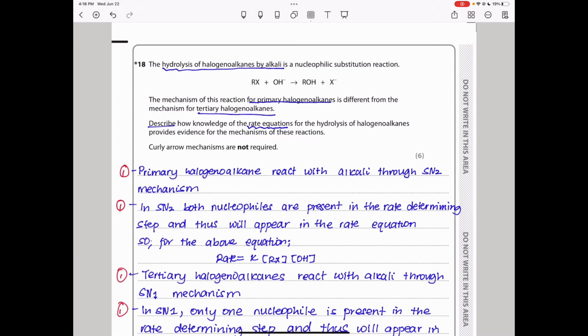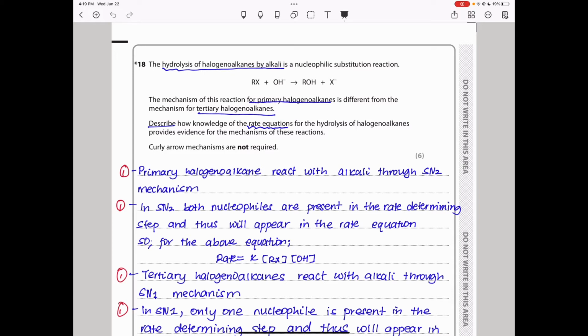Question 18 says, the hydrolysis of halogenoalkanes by alkali is a nucleophilic substitution reaction. Here is an example of a nucleophilic substitution reaction. They say the mechanism of this reaction for primary halogenoalkanes is different from the mechanism for tertiary halogenoalkanes. Of course, primary halogenoalkanes go through SN2, while tertiary go through SN1. They say describe how knowledge of the rate equations for the hydrolysis of halogenoalkanes provides evidence for the mechanisms of these reactions. They say curly arrow mechanisms are not required.